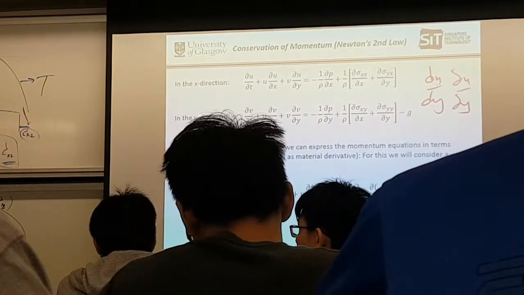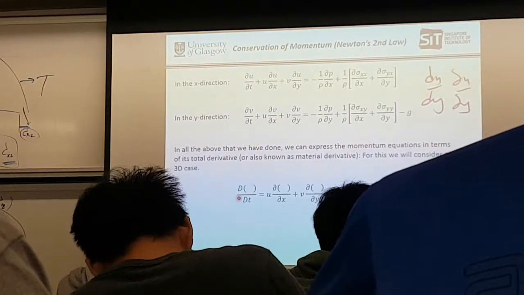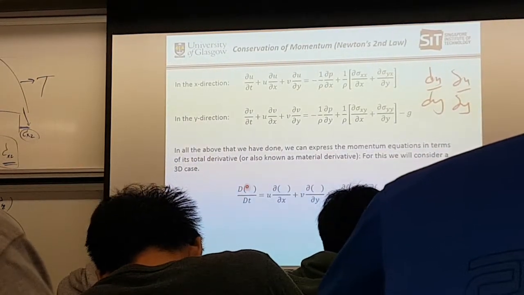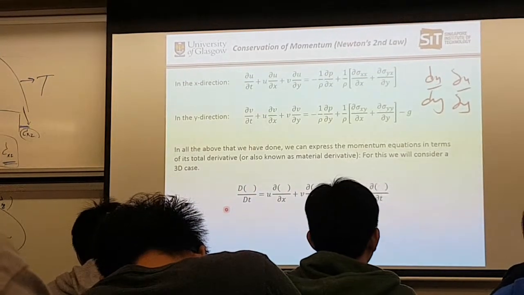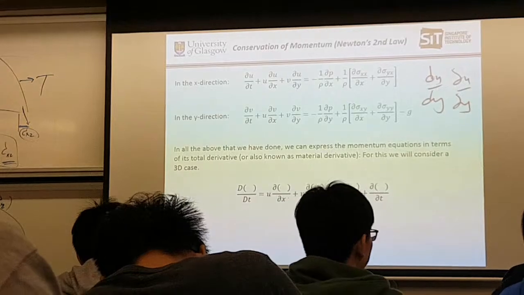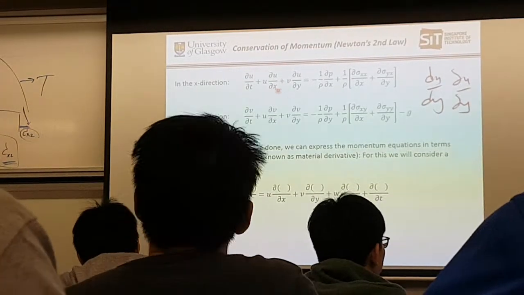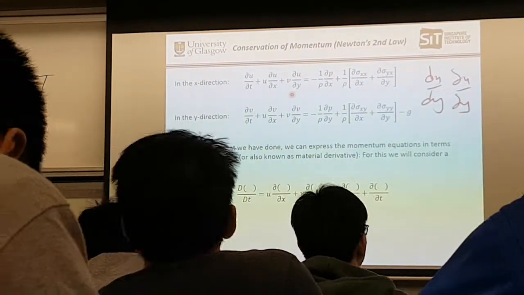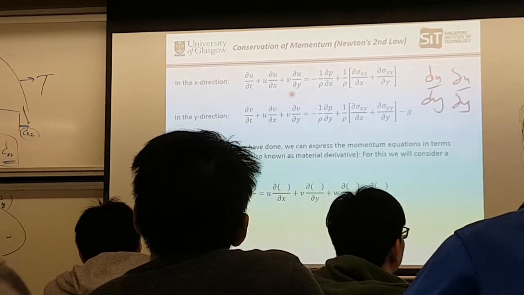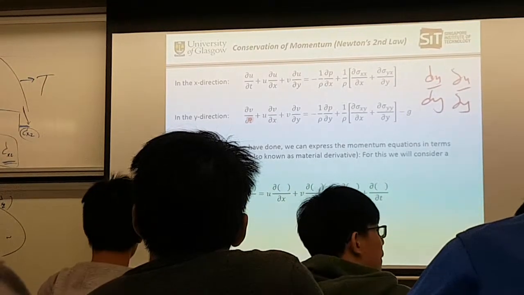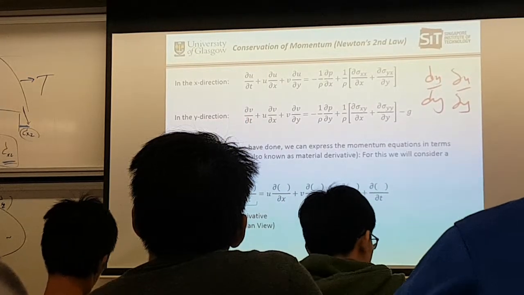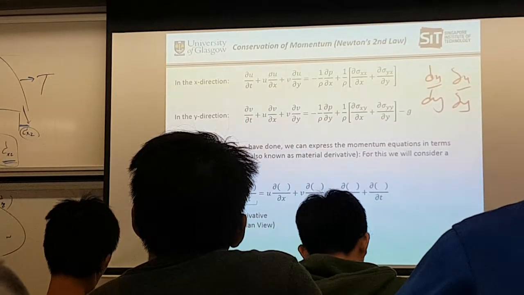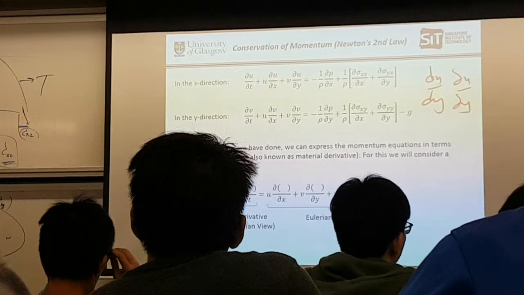Capital D represents our total derivative. If I write a u here, it actually represents every single term that is in this equation here. What do I mean by this? I'll explain. Total derivative is what we talked about just now. The Lagrangian view, whereas if I do it individually, it's an Eulerian view.